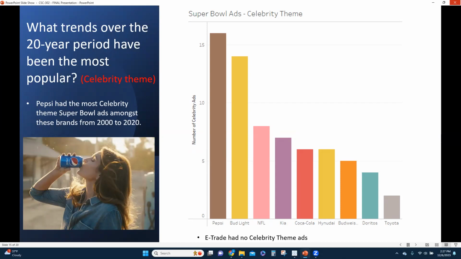But when I think of a Pepsi commercial for the Super Bowl, I do remember Cindy Crawford. I do know that the most recent celebrities that have been used in Pepsi commercials, their whole trademark, their whole branding for that commercial, is at the very end, the celebrity opens up that can of Pepsi and takes a big drink. And this picture just says it all. This is what you remember in a Pepsi commercial at a Super Bowl. Now, take note at the bottom, E-Trade had no celebrity theme ads.